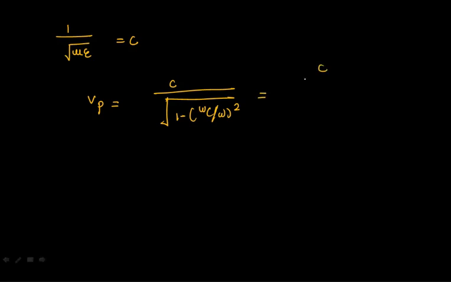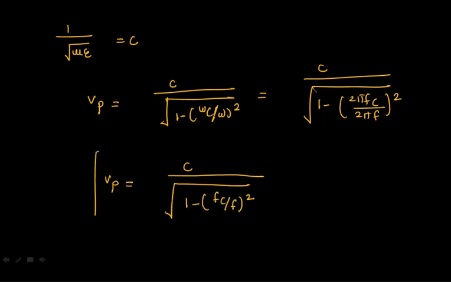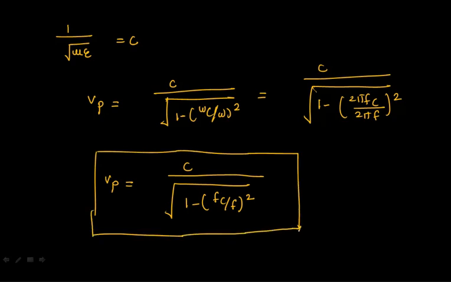So finally my phase velocity will be c divided by the square root of 1 minus omega c by omega whole square, which I can write further in terms of the frequency like this: 1 minus 2 pi fc divided by 2 pi f, whole square. So 2 pi will get cancelled. So my phase velocity will be c divided by the square root of 1 minus fc by f whole square. This is the equation of my phase velocity. If I know the cutoff frequency and the frequency of my propagation, I can find out the phase velocity.